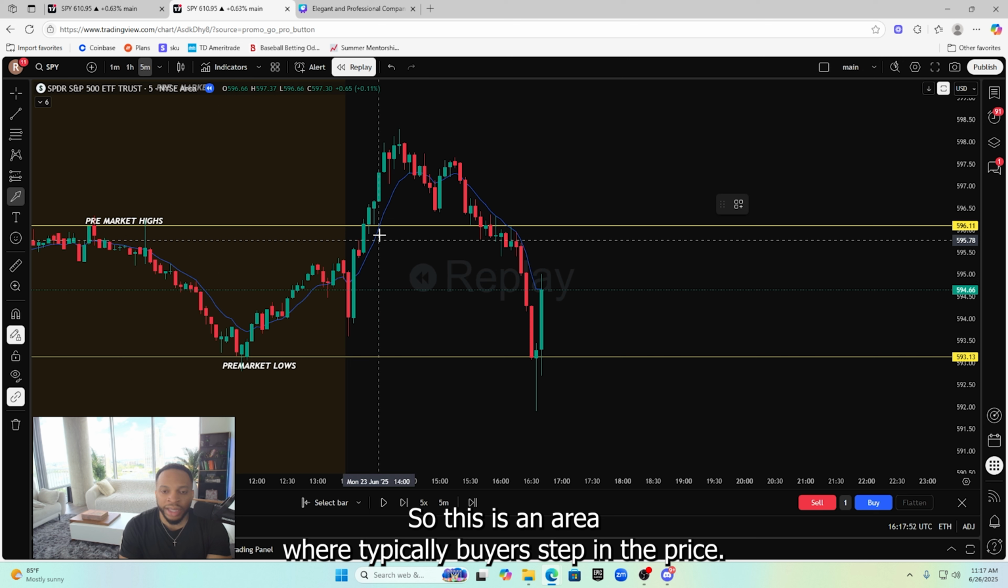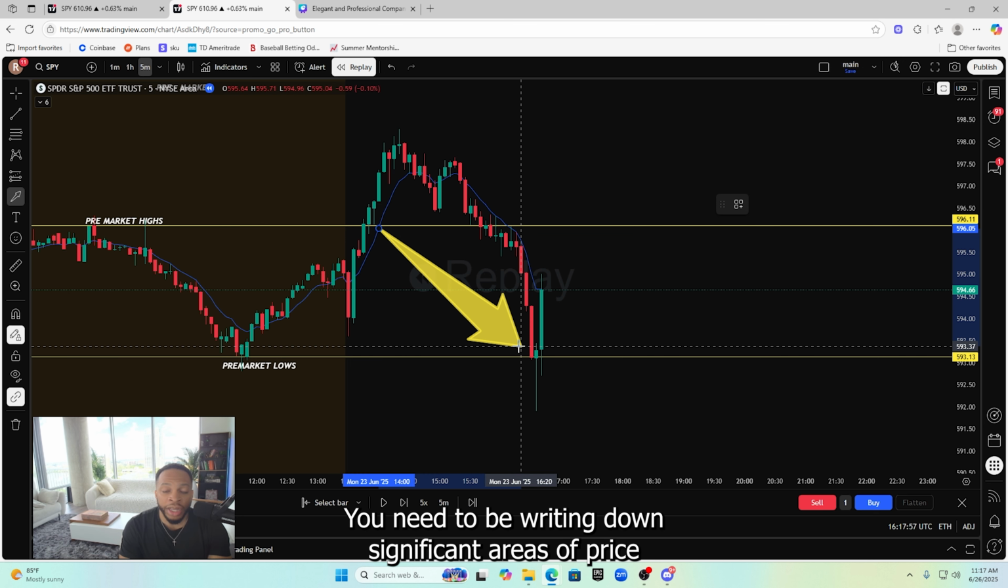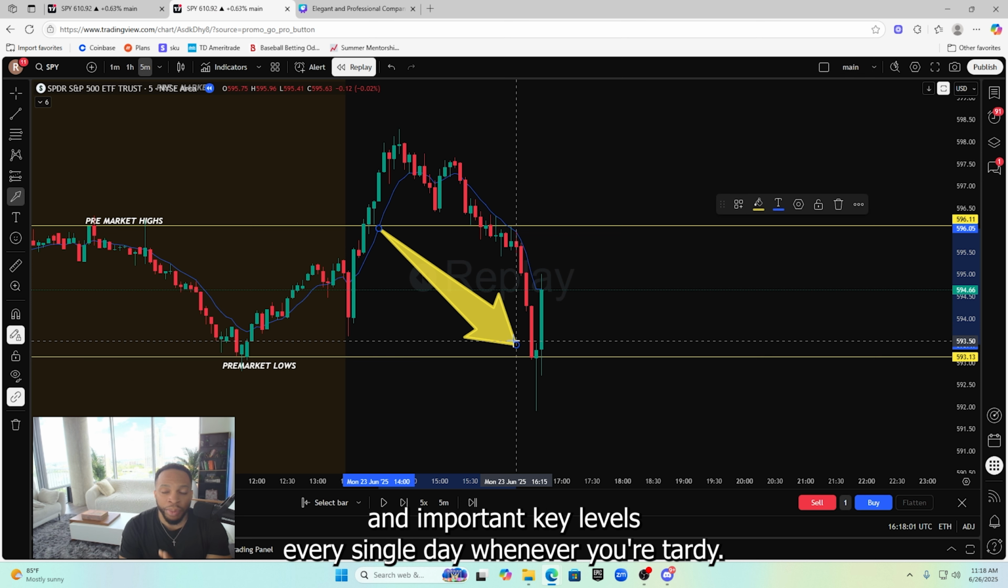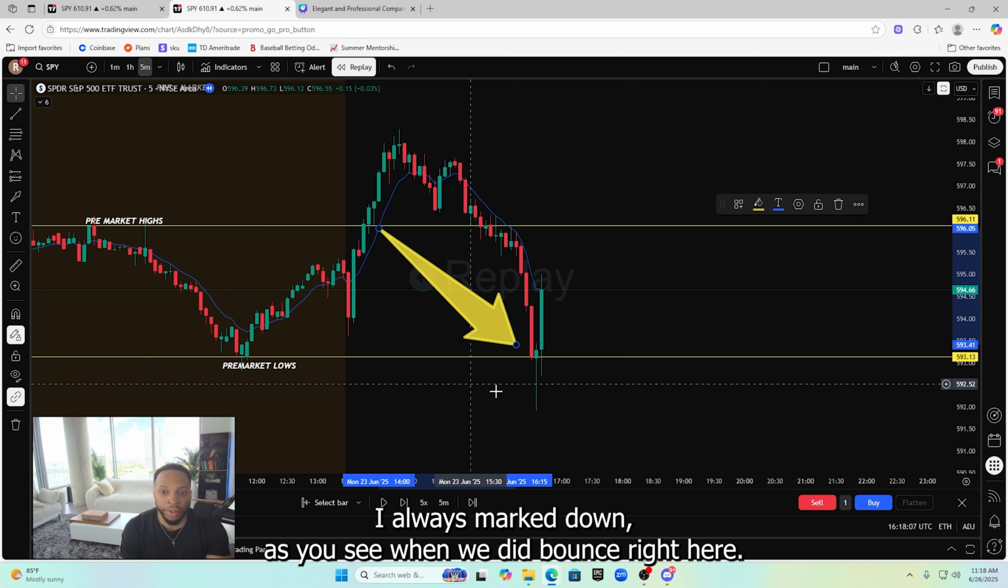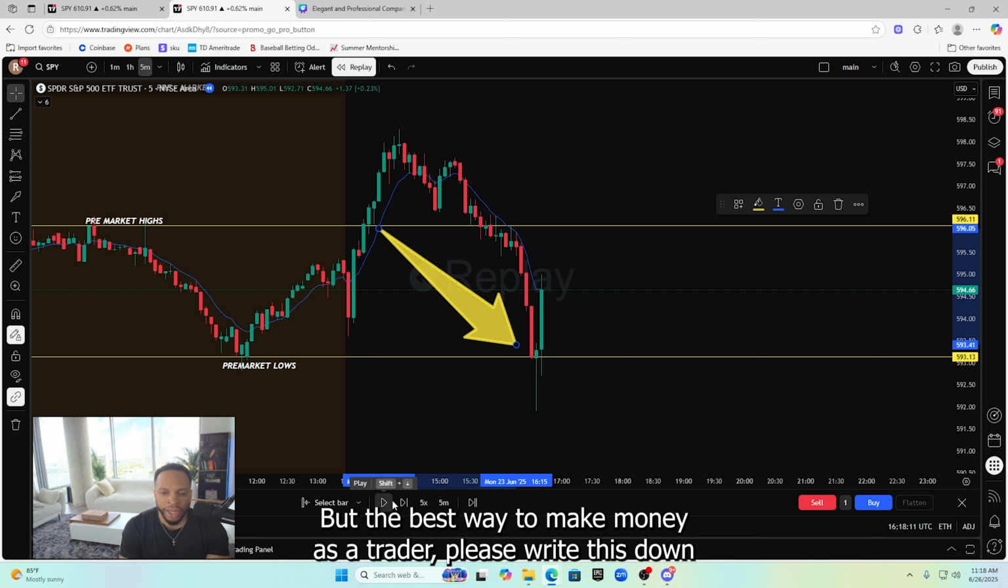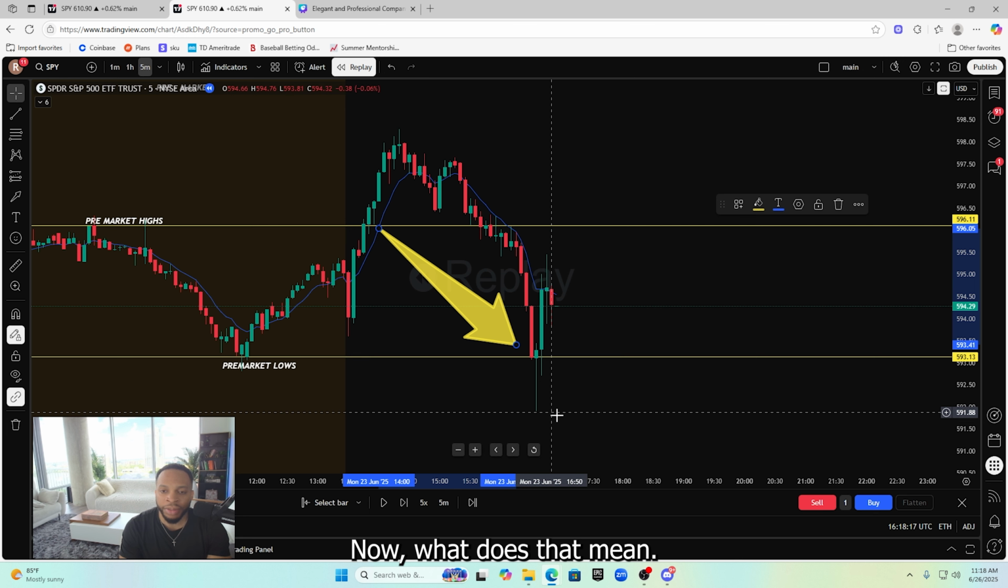So this is an area where typically buyers step in. So write this down. You need to be writing down significant areas of price and important key levels every single day whenever you're charting. So a pre-market low is a significant area I will always mark down. As you can see, we did bounce right here, but the best way to make money as a trader, please write this down, is on the retest to a significant area in price. Now, what does that mean?